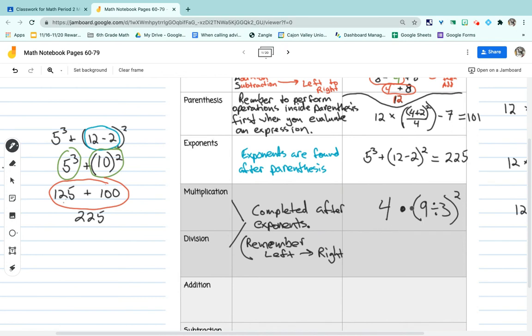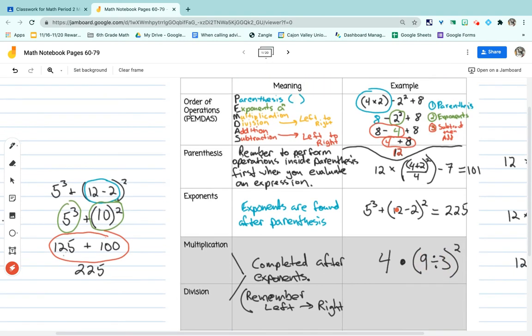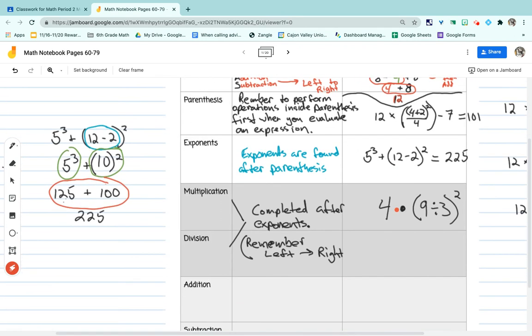We do what's inside the parentheses. Now, we are just talking about multiplication and division. This would go first because it's inside the parentheses, even though it's division. Remember, we have to follow the order of operations, and parentheses goes first. Everything inside the parentheses we'd have to do first.